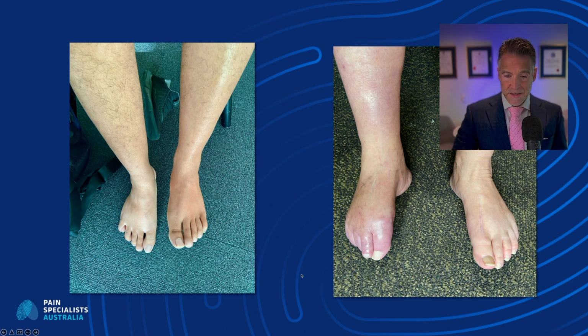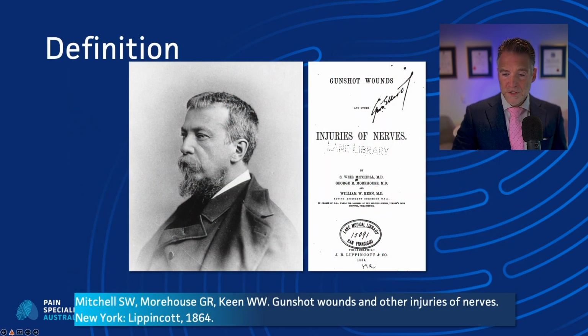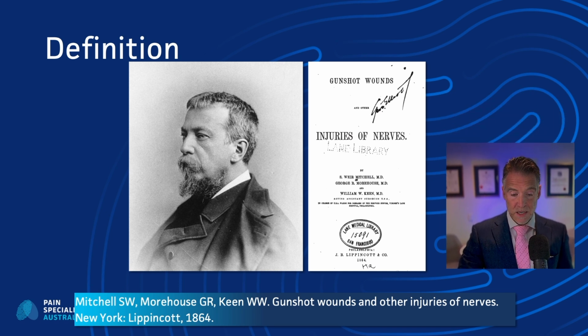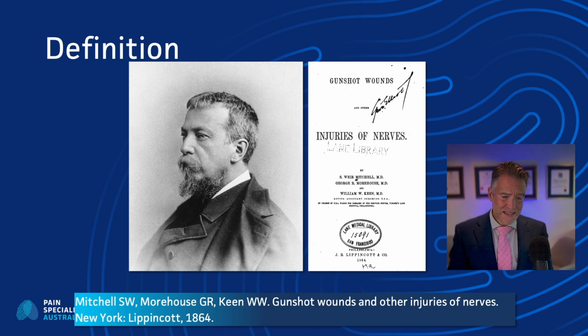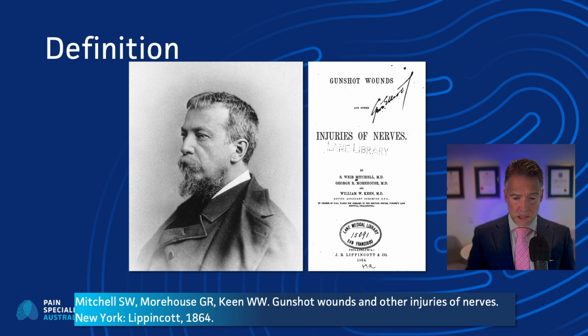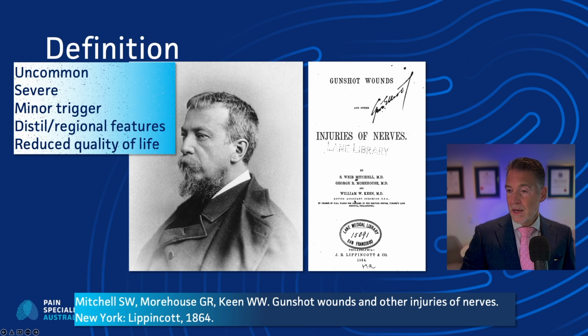So let's dive in. Let's have more of a view on complex regional pain syndrome. So this is an overview on CRPS. The term was first coined in about 1864 by Silas Mitchell in his publication called Gunshot Wounds and Other Injuries of Nerves. What does that actually mean? He noticed this looking after people that were involved in the Civil War and had sustained gunshot injuries.